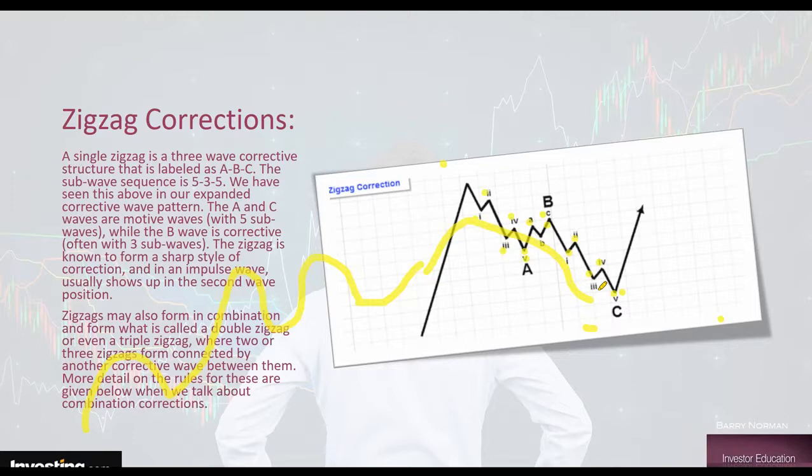The zigzag is known to form a sharp style of correction, or in an impulse wave usually shows up in a second wave position. Okay. Lot to take in. Zigzags may also form in combinations with other forms. So what do we have? We have zigzags, we have corrections, we have extensions, we have impulse waves and motive waves. So you have the bigger picture and then the sub-pictures of what's happening in there, and then the variations of the patterns that you're seeing in these waves so that you can interpret the markets.